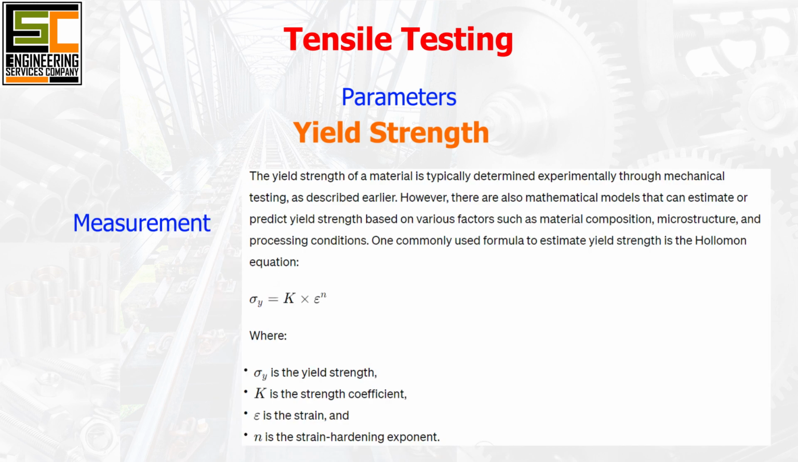Measurement. Yield strength is typically determined through tensile testing, where a standardized test specimen is subjected to increasing tensile forces until deformation occurs. During the initial stages of the tensile test, the material undergoes elastic deformation, where stress is directly proportional to strain according to Hooke's law. The yield strength is defined as the stress at which the material exhibits a specified amount of plastic deformation, typically indicated by a noticeable deviation from the linear elastic region of the stress-strain curve.